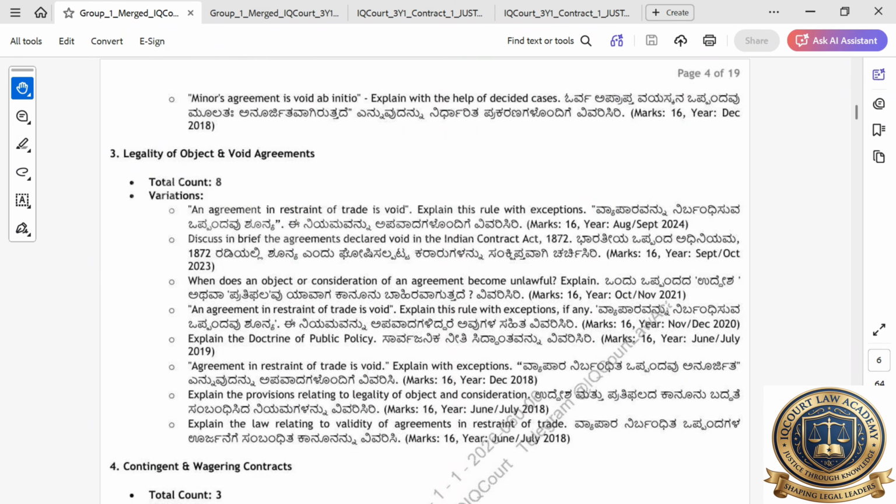That's it. Nothing else. Then second one is legality of object and void contract. An agreement in restraint of the trade is void.